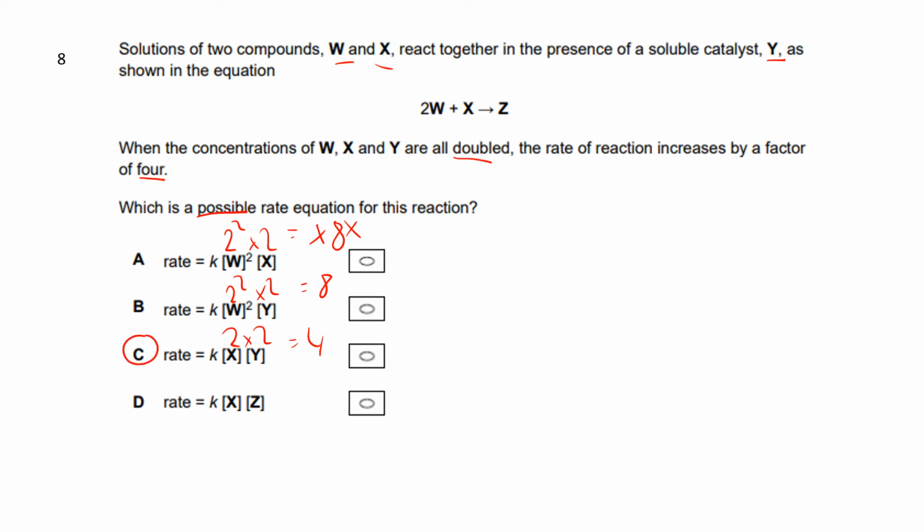Just go on to this one. Z's a product, so that's irrelevant. And X, I'll just times it by 2. So it's C.